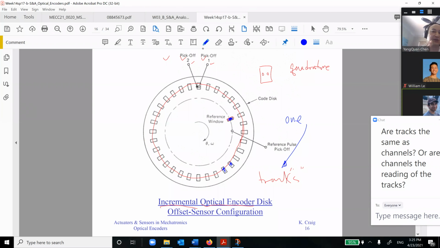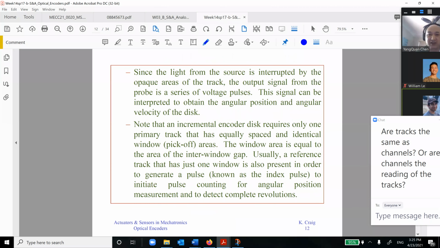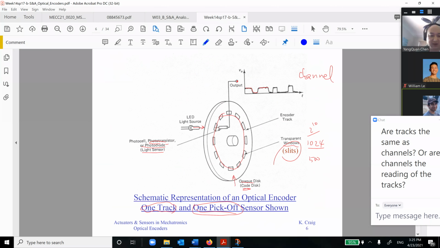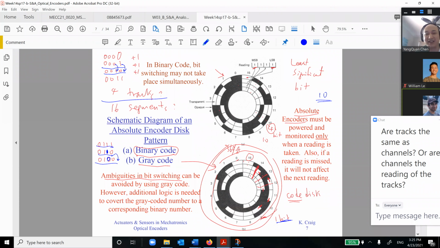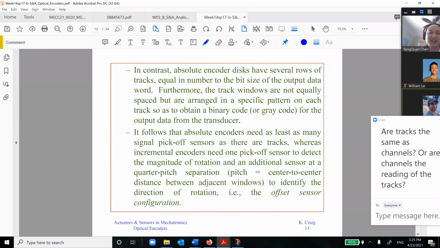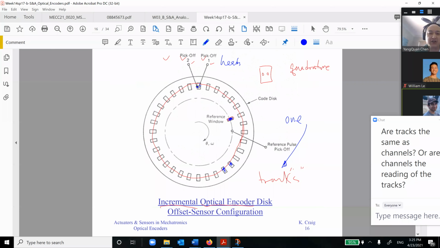Also, they use two pick-off heads, put at different positions. There's some phase difference. This is actually called a quadrature arrangement. I'll show you next. So you can see this code disk is obviously much cheaper than this one. This one is complicated and expensive, right? So this is the one we are going to focus on: the incremental optical encoder disk.